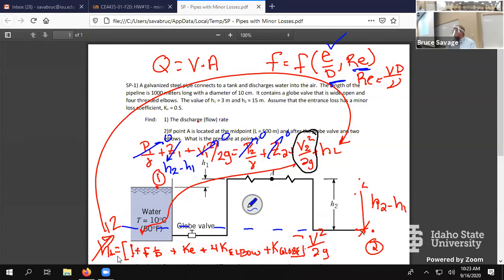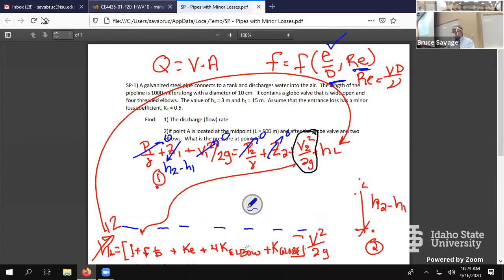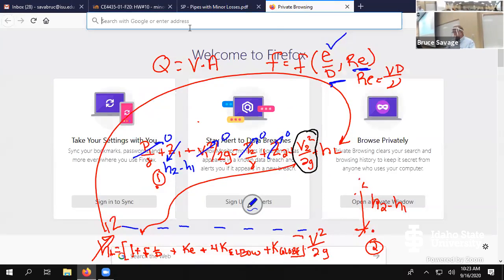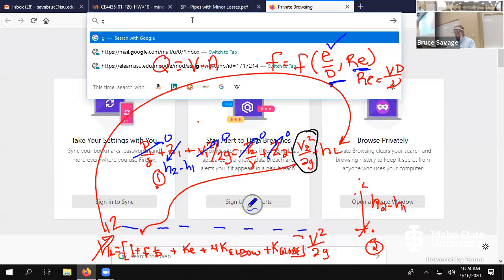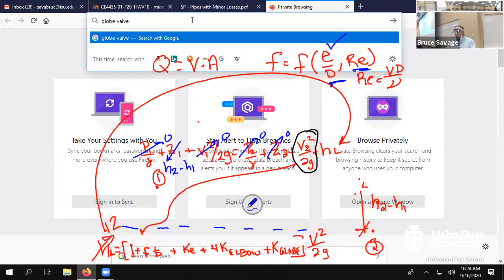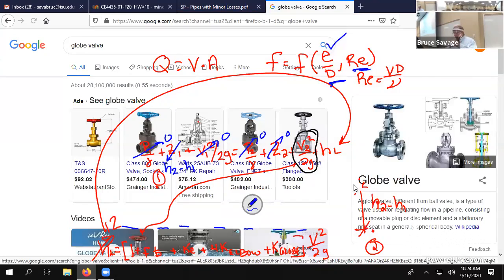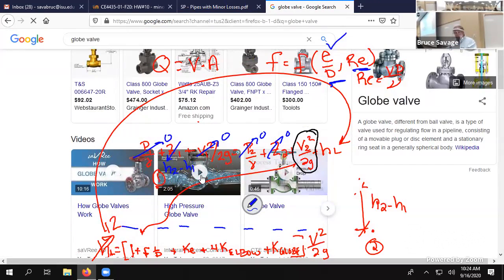What is a globe? What's a globe valve? Yeah, what is that? So a globe valve is a valve where the seat has been turned horizontally.